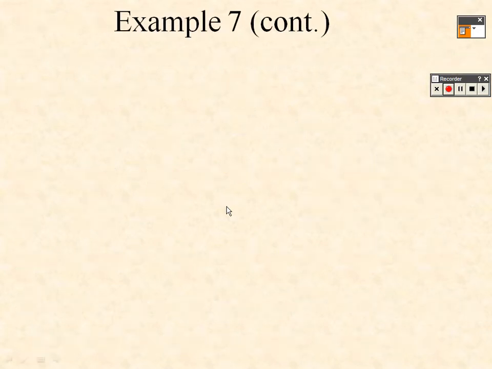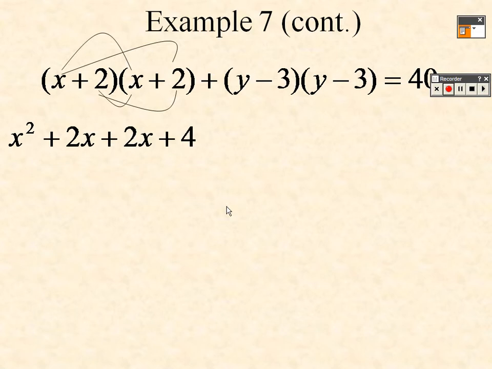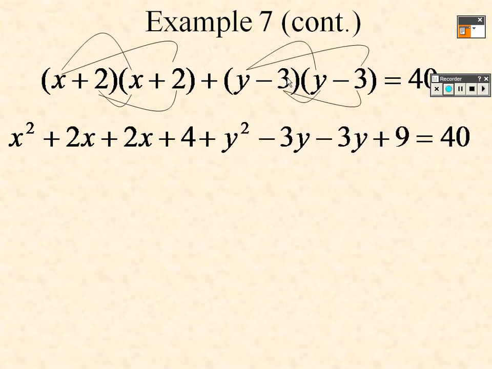So if we wanted to, we could FOIL it. FOIL the whole thing. Just so you can see what everything looks like written out. So x times x is x squared, 2 times x and 2 times x, that's 2x and 2x, 2 times 2 is 4. Y times y is y squared, -3y, -3y, and that's 9, and that's 40.